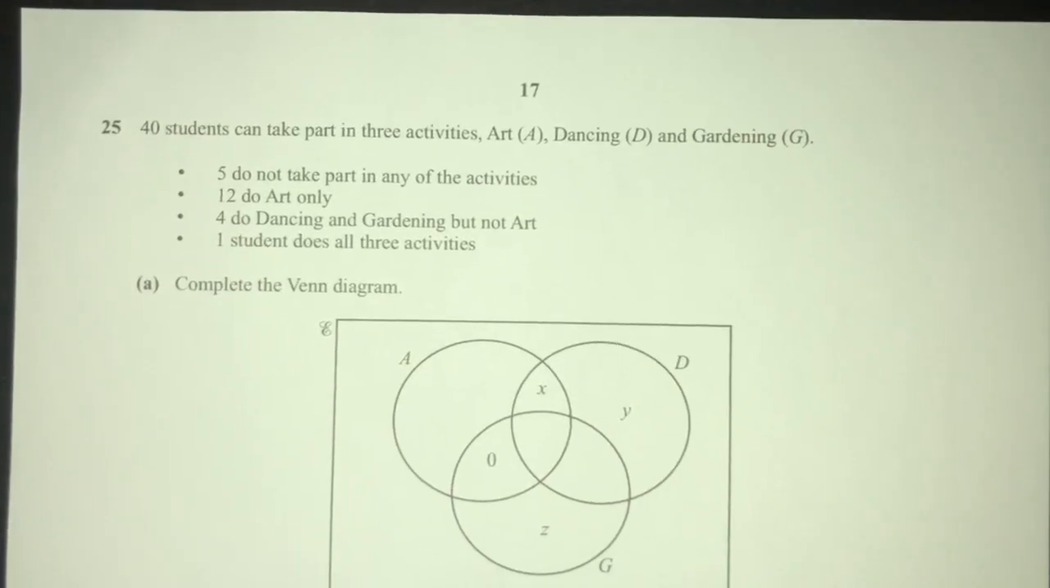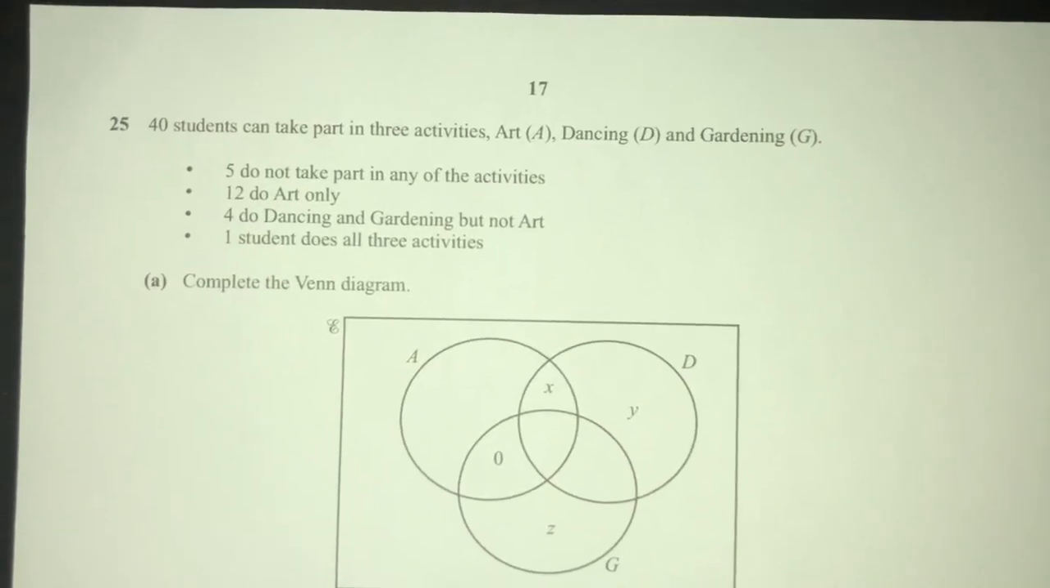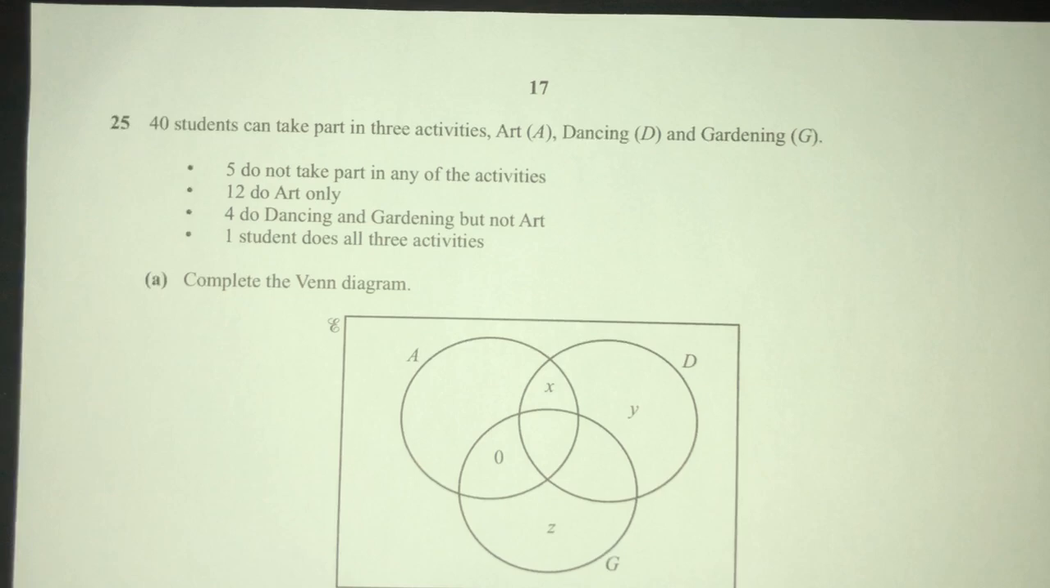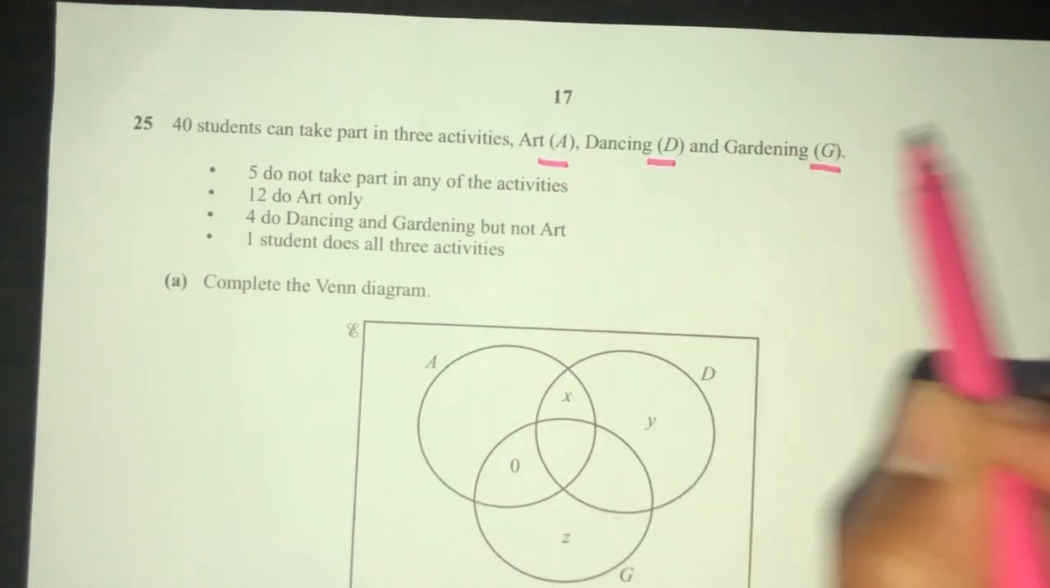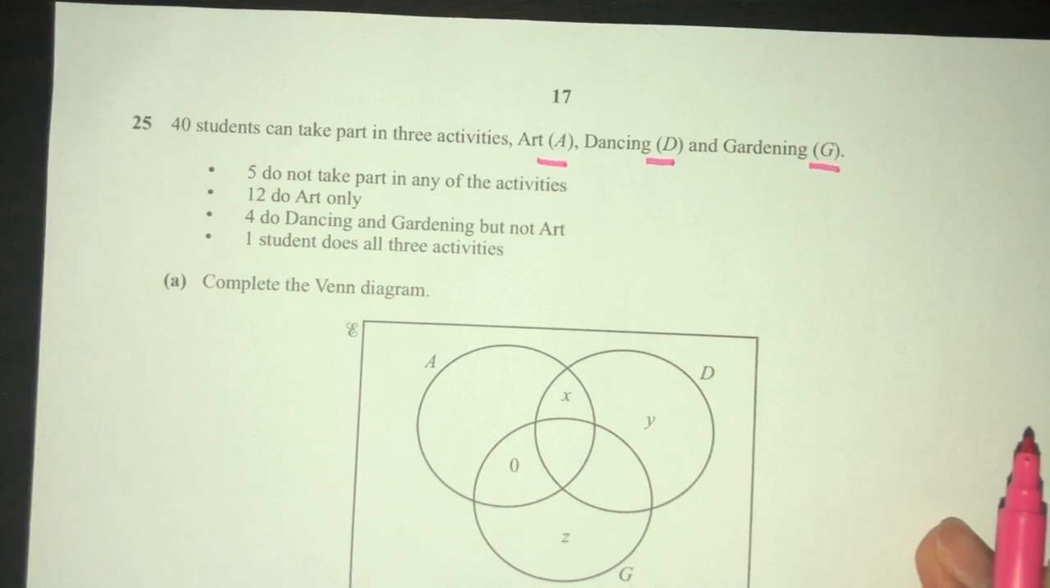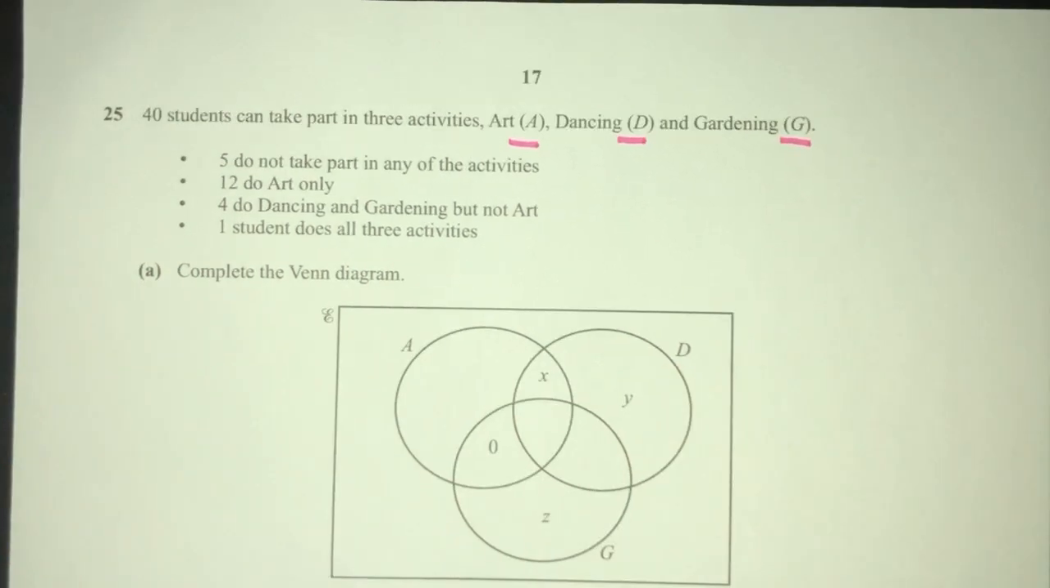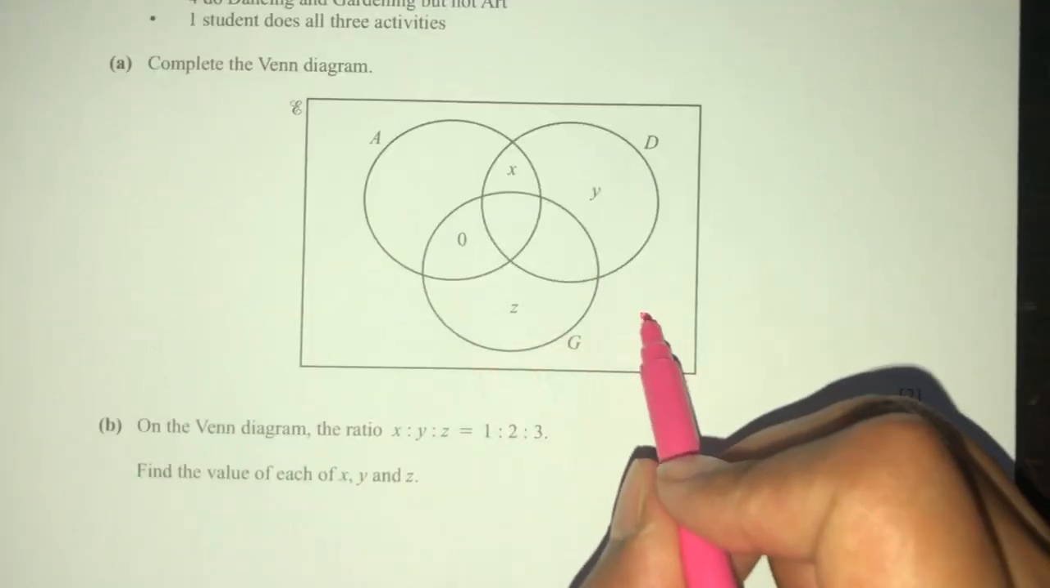Now let's move on to question number 25. So 40 students can take part in 3 activities. We have art, dancing, and gardening. Now 5 do not take part in any of the activities. Okay, cool. So which means there are 5 people who don't do any of those 3. So basically we have to put them outside, right?